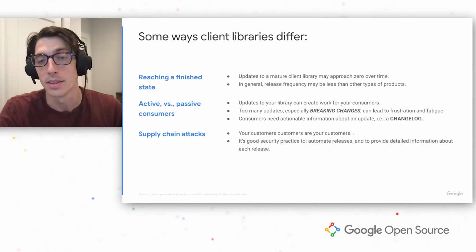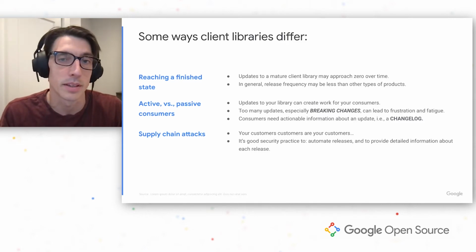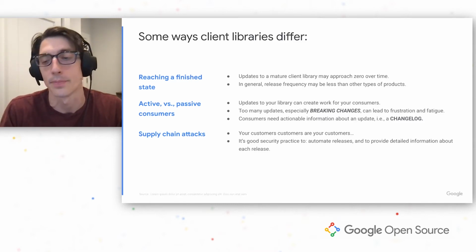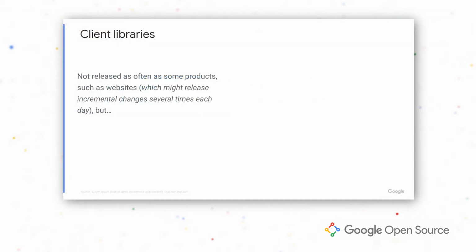So in this way, I think client libraries differ from releasing a web service. To summarize a bit, client libraries might not be released as often as some products like websites, which might actually release several incremental changes a day. It's actually fairly often that a web service might deploy 4 times a day as each patch goes into it.